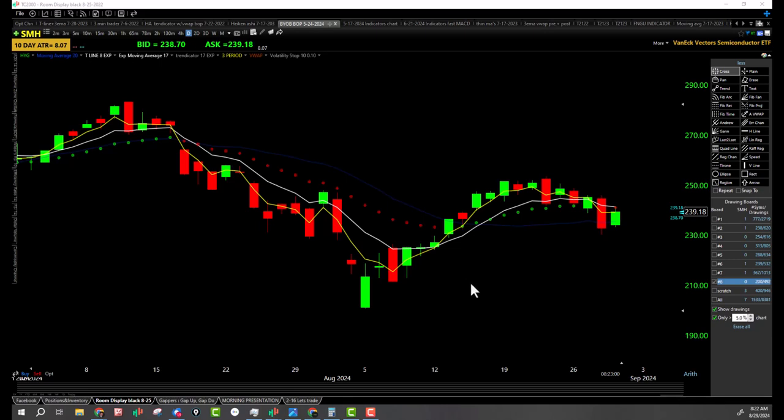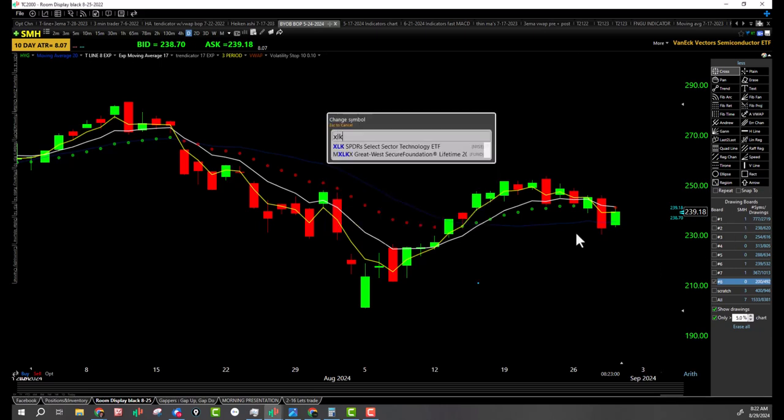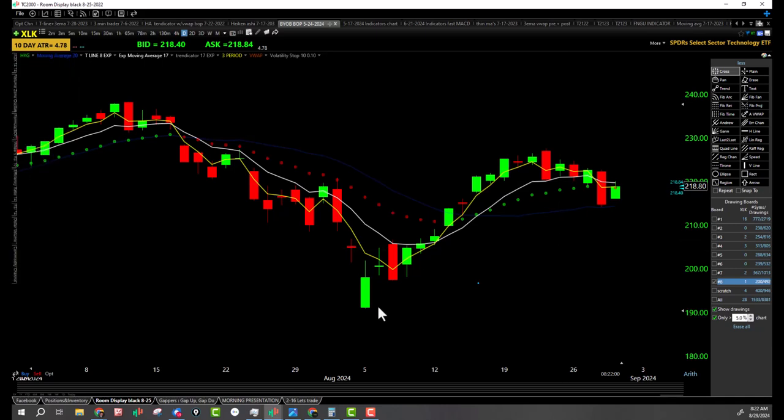Let's take a look at XLK. All right, same thing going on XLK. Okay, uptrend, bull flag, looking for a breakout move to the upside. All right, they've been in an uptrend ever since they took out that high right there. Okay, so XLK in an uptrend. Let's take a look at XLF.